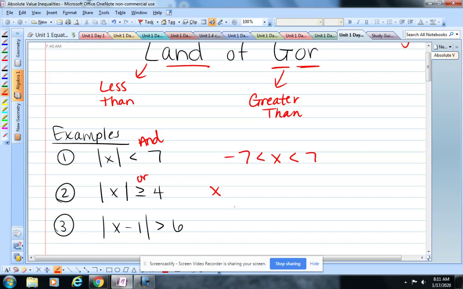Okay. You're going to change it. So flip this to less than or equal to, and change the positive 4 to negative 4. Then you're going to write the word or. And then you're going to write what's inside the bars again, which is just x. And then you're going to keep it.